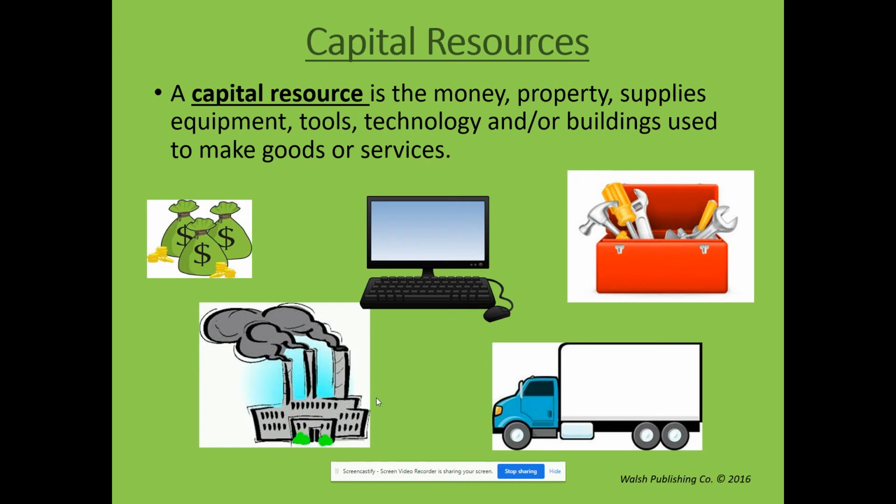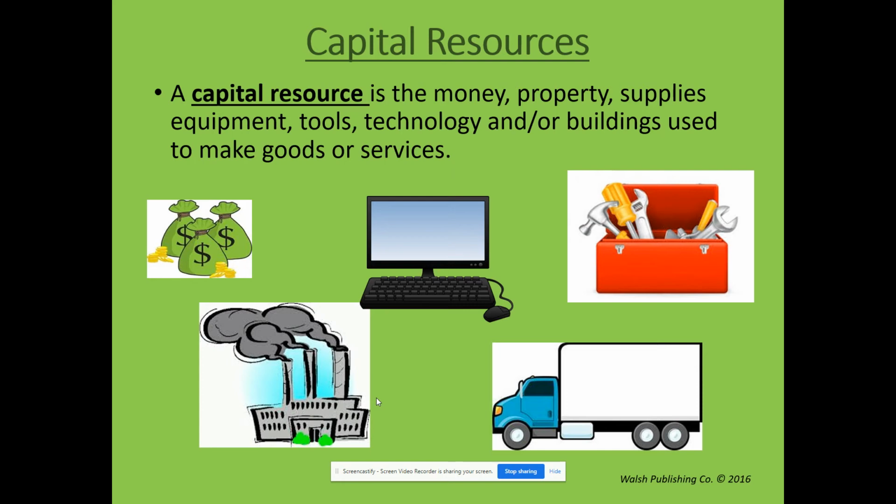Capital resources. Capital resources are all the tools and factories and equipment and money and supplies that you need to build something. So let's say that we were going to make a pencil. A pencil would be made, the natural resources that would be in a pencil, not this pencil because this is mechanical, so it's a bad example and I don't have a wooden pencil. So let's imagine a wooden pencil.